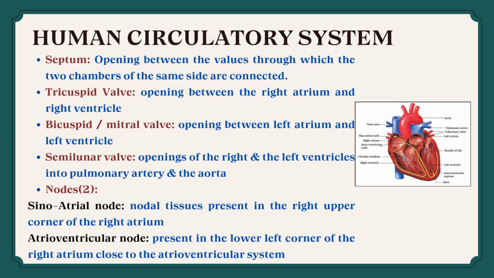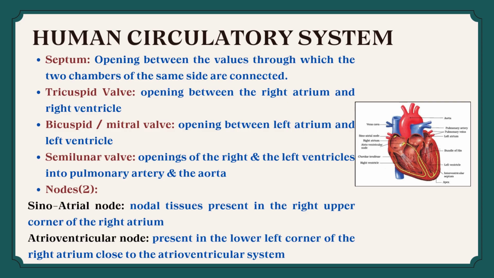Nodal tissue is a specialized cardiac muscle distributed in the heart. There are two types of nodes, the sinoatrial node and the atrioventricular node. The sinoatrial node is a patch of tissue present in the right upper corner of the right atrium. The atrioventricular node is present in the lower left corner of the right atrium, close to the atrioventricular septum. A bundle of nodal fibers continues from the atrioventricular node and is known as the atrioventricular bundle. It passes through the atrioventricular septum to emerge on the top of the inner ventricular septum and immediately divides into the right and left bundle. The branches throughout the ventricular muscle are called Purkinje fibers.